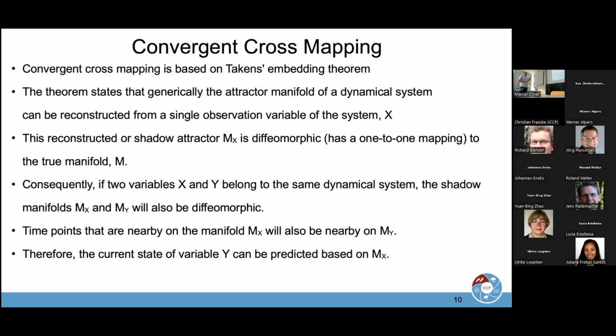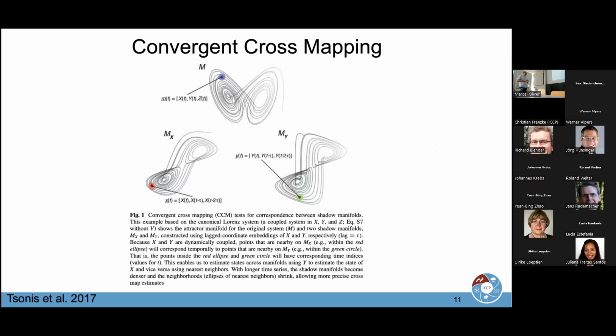And that's the idea behind convergent cross mapping. Say we have two variables and we want to see whether they have a causal relationship. We take each of them to reconstruct the attractor, and then see whether there would be nearby points at the same time. Then we come up with some correlation measure, and we could claim whether there is some causal relationship.